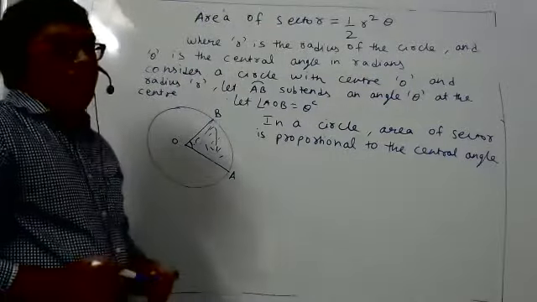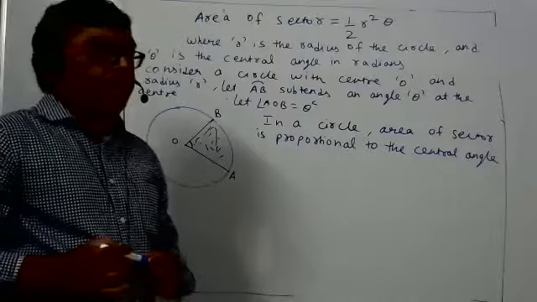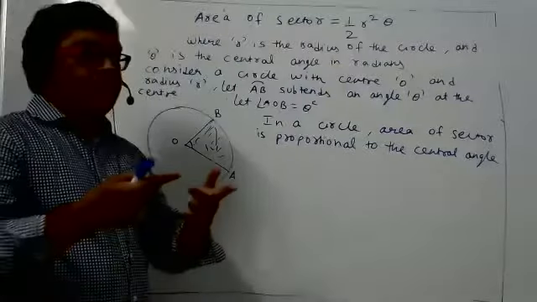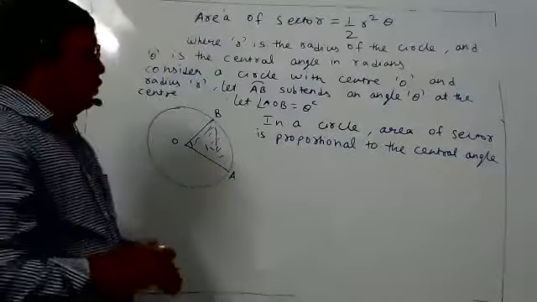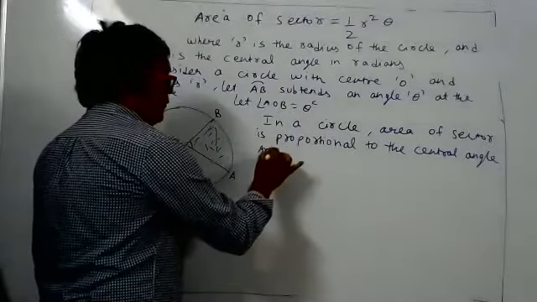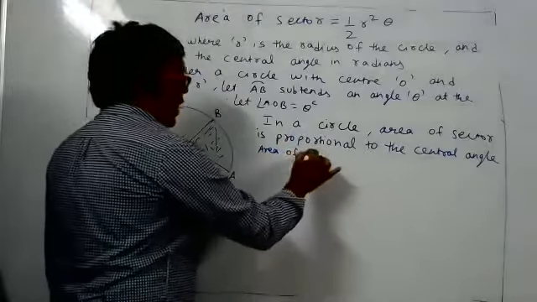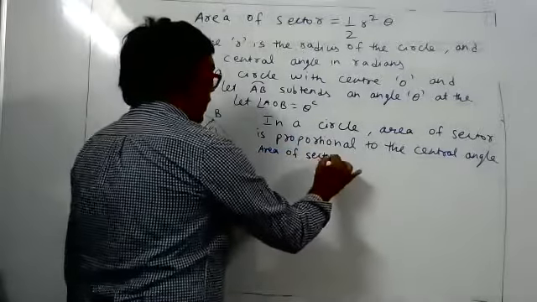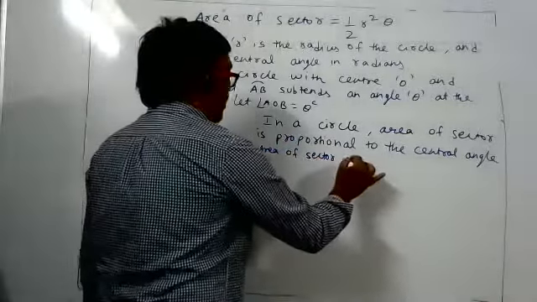You know that what we mean by proportional is equality of two ratios. So I will write two ratios. Area of sector AOB.